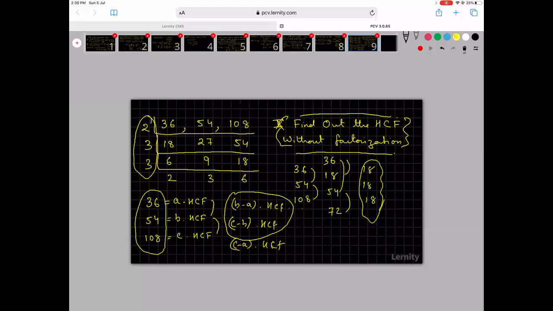So what did I do? I kept subtracting those numbers from each other till I get the lowest possible number other than 0. I will never get a lower number other than 18. So you can subtract them in any order, any way you want. You will never get a number less than 18. So the HCF of the given set of numbers is 18. Do you understand this? And the logic is here.